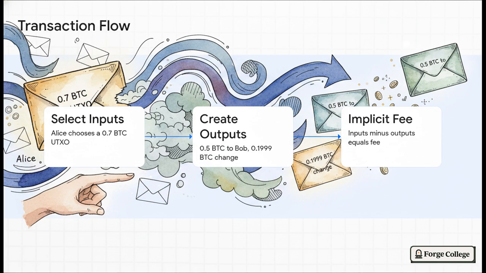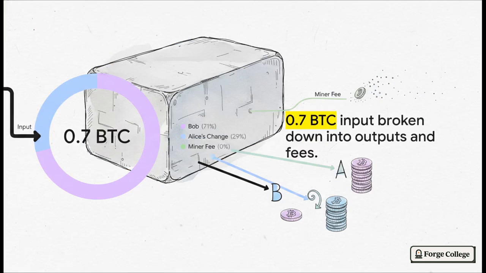Now, if you're doing the mental math with me, 0.5 plus 0.1999 is 0.6999. So the math magically leaves a tiny bit left over. Where exactly did it go? Well, looking at the breakdown of that single atomic 0.7 Bitcoin input, we have slice 1, the payment to Bob. We have slice 2, Alice's brand new change UTXO. And then look at slice 3, that tiny 0.0001 Bitcoin sliver. That is the implicit fee.